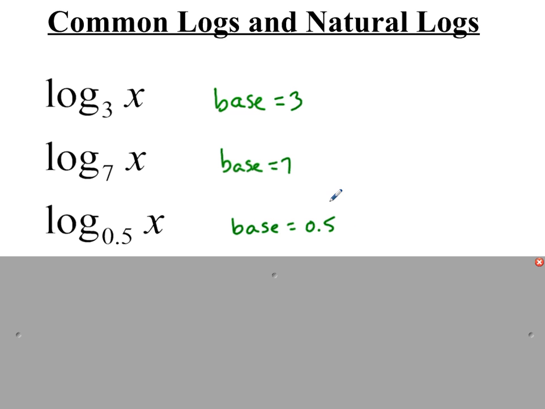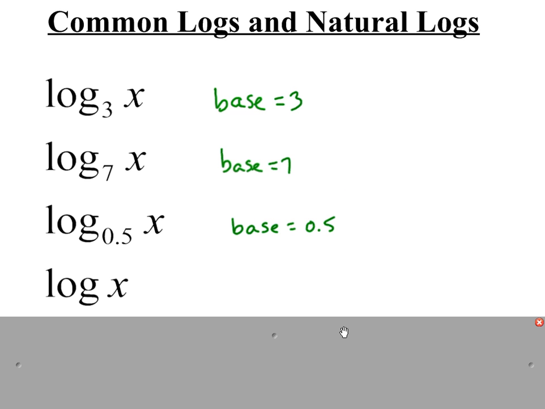Catching on? Cool. Log of x. What's the base? Well, here's the thing. There wasn't a base written, and the only base that can be expressed this way when we have not written the base is a base of 10. So, this is called the common log, and if you don't see a base, the base equals 10. So, again, this is called common logarithm.